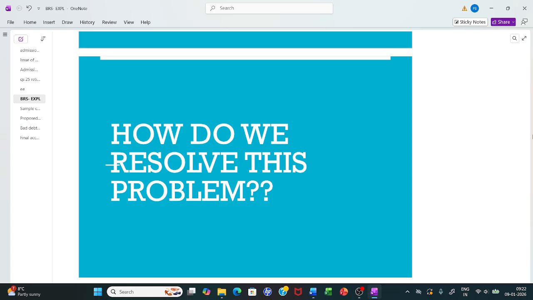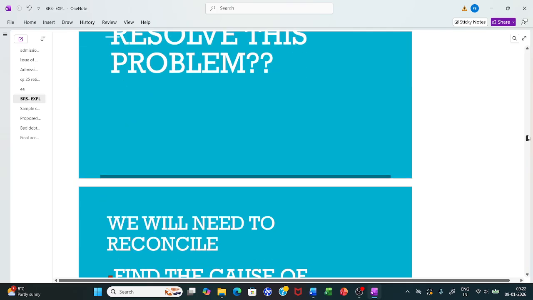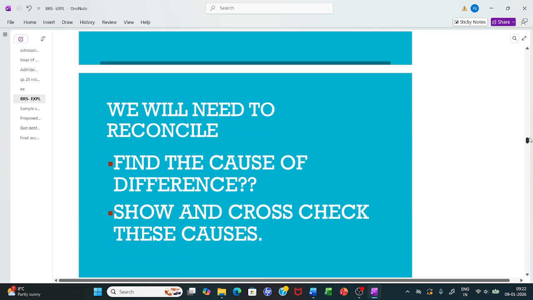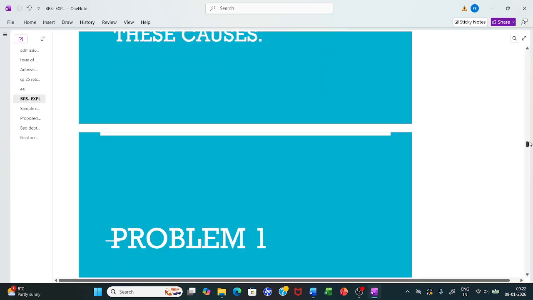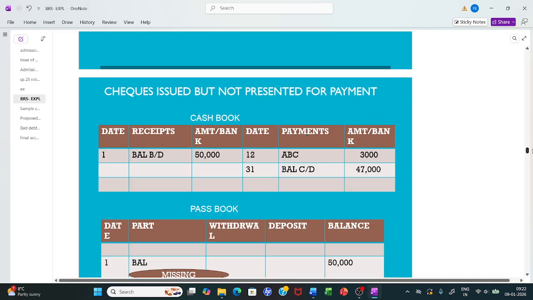How do we resolve this problem when the two gaps are there? As of now, we are tested only on the question where the balance as per one book is given and you are expected to find the balance as per the other book. You will be given a list of causes. You need to analyze them: which book they are affecting, and whether they are increasing or decreasing it. So let's look at a problem based on the same.